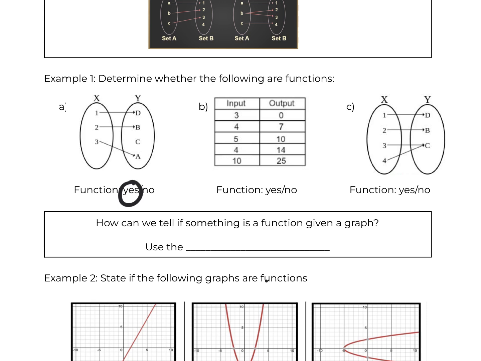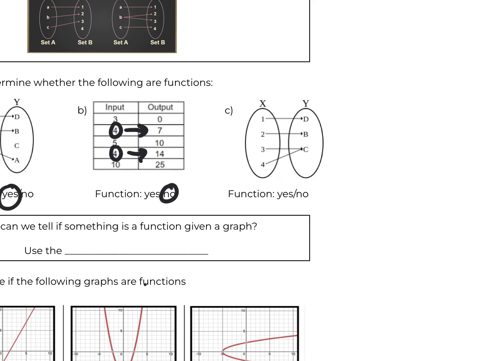All right, let's look at this middle one here. If we look at the input column, there's a 3, a 4, a 5, a 4, and a 10. You notice the 4 is repeated. So you've got to be careful here. Now, since this 4 maps to a 7, if that second 4 had mapped to a 7, it would still be a function because they are the same outputs. But because this is a different output, it's a 14, therefore it is not a function.